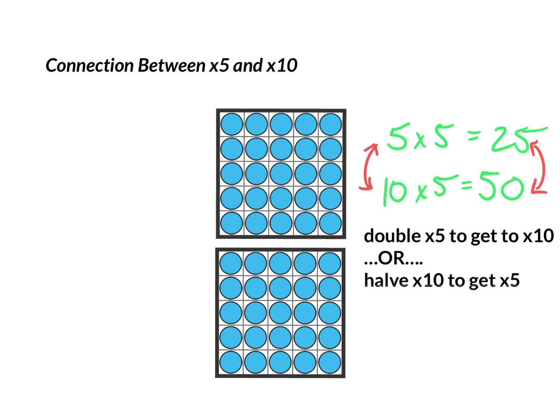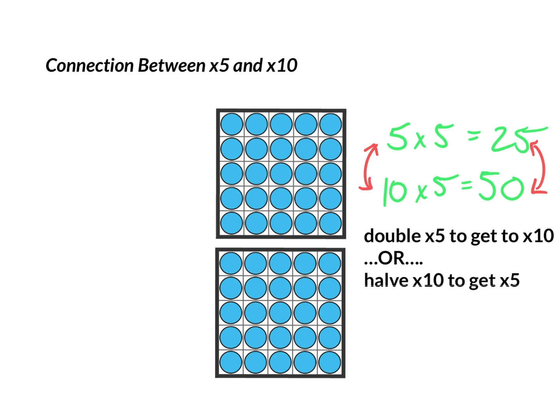Therefore, if I'm looking at the number sentence 5 times 5 equals 25, I know that if 5 times 5 is 25, 10 times 5 must be 50, because I've doubled my 5 times tables. So 5 times 5 is 25, therefore 10 times 5 is 50. Because double 5 groups, I get to 10 groups.